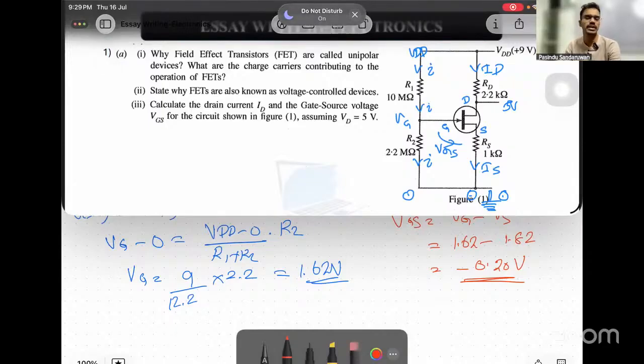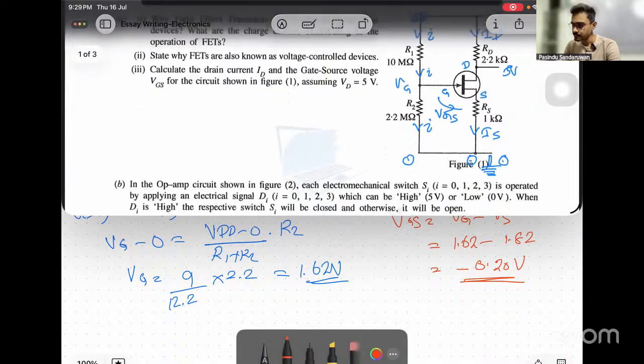And this part was given for 10 marks. That's nothing much to do, but 10 marks are given.